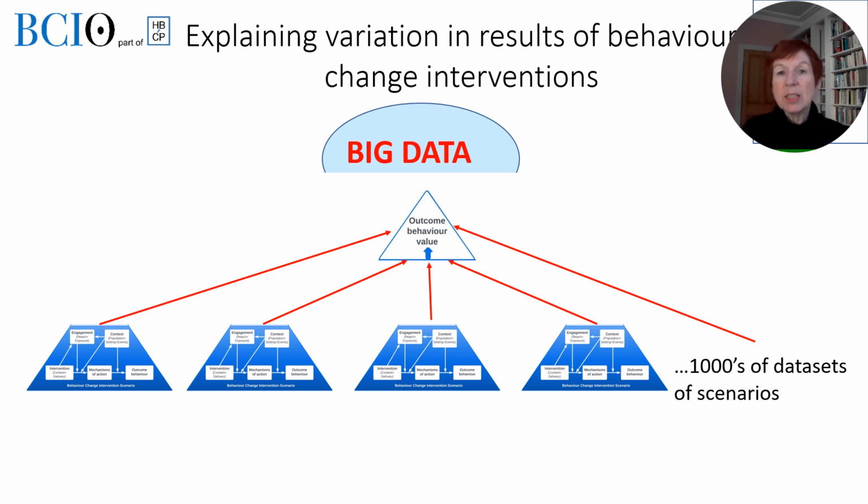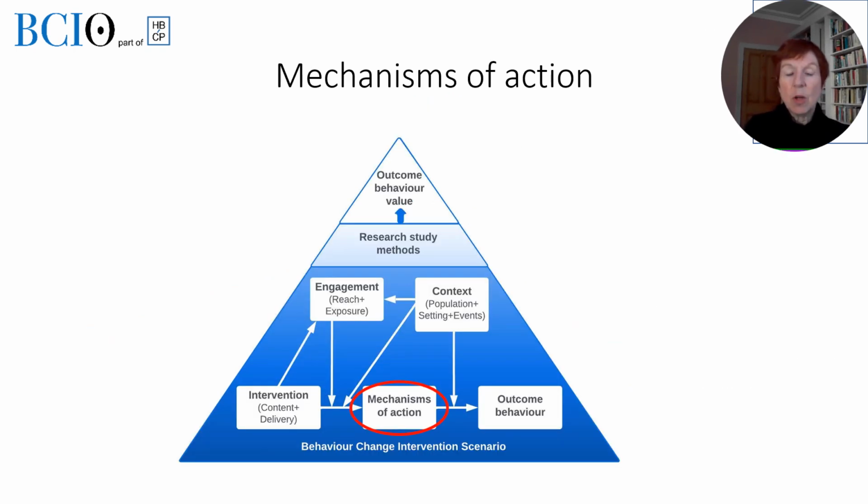So that's explanations of variation, but theory can also help in terms of mechanisms of action or the processes of change. How does an intervention bring about the outcome behaviour? So we have a whole ontology just looking at mechanisms of action. It's a large and complex but very important ontology within the BCIO.